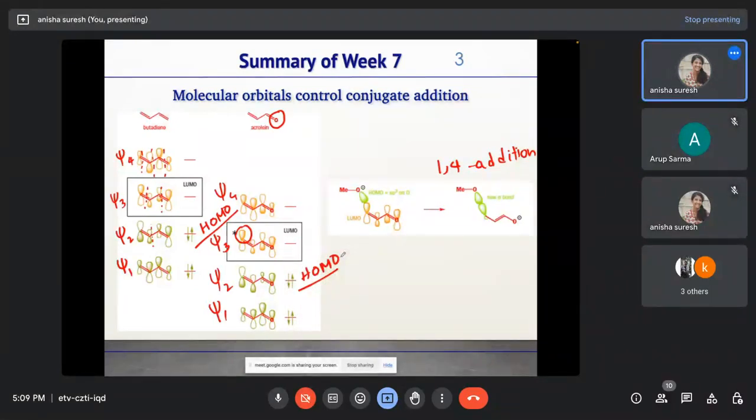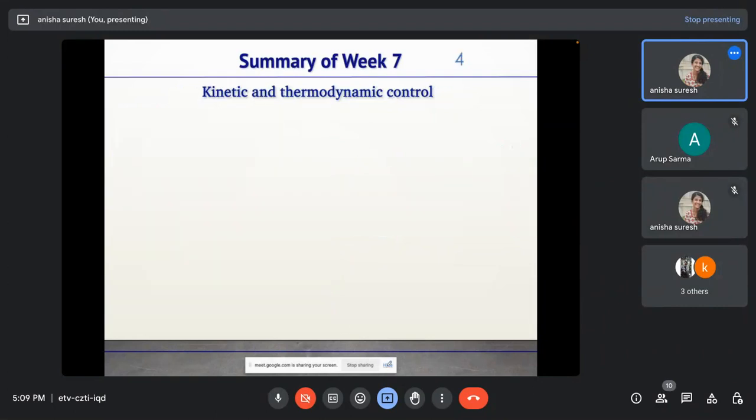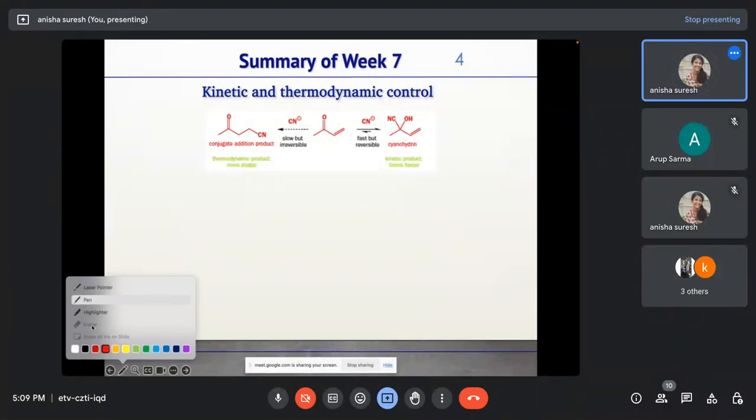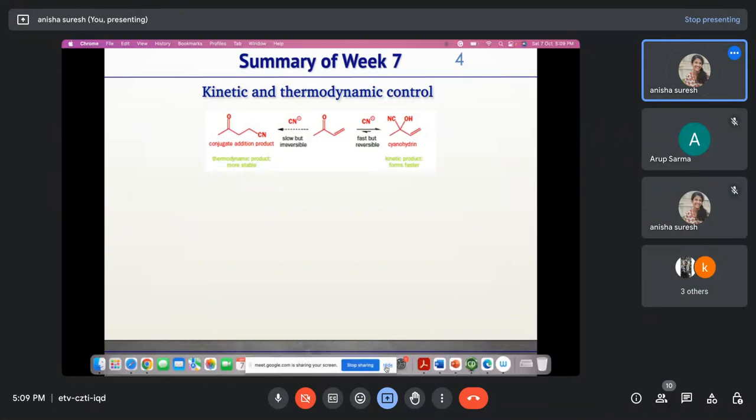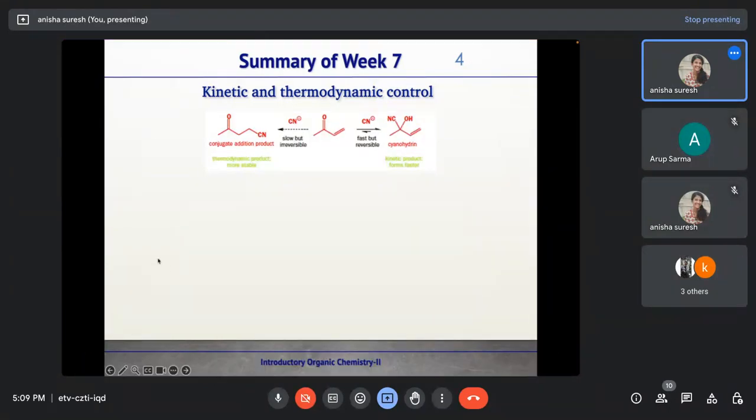Now coming to kinetic and thermodynamic control. So the kinetic product that will be formed is this 1,2 addition product. This reaction will take place at a fast rate. However, it will be reversible.